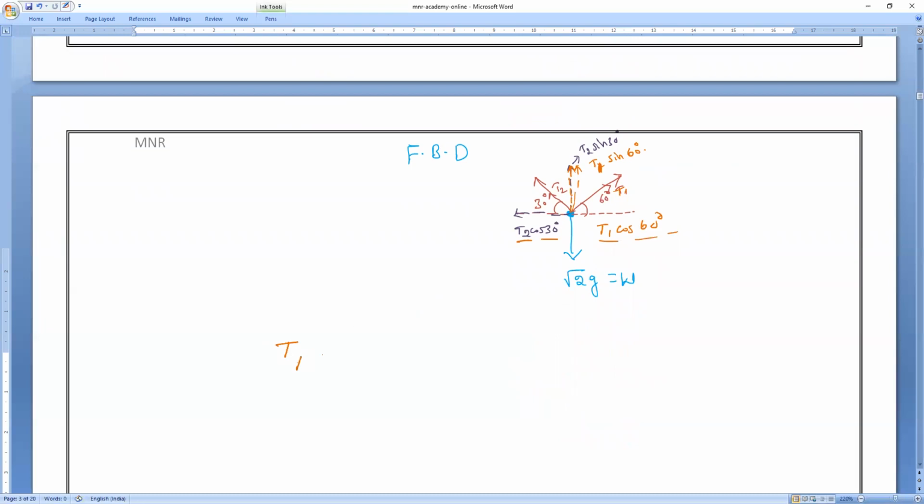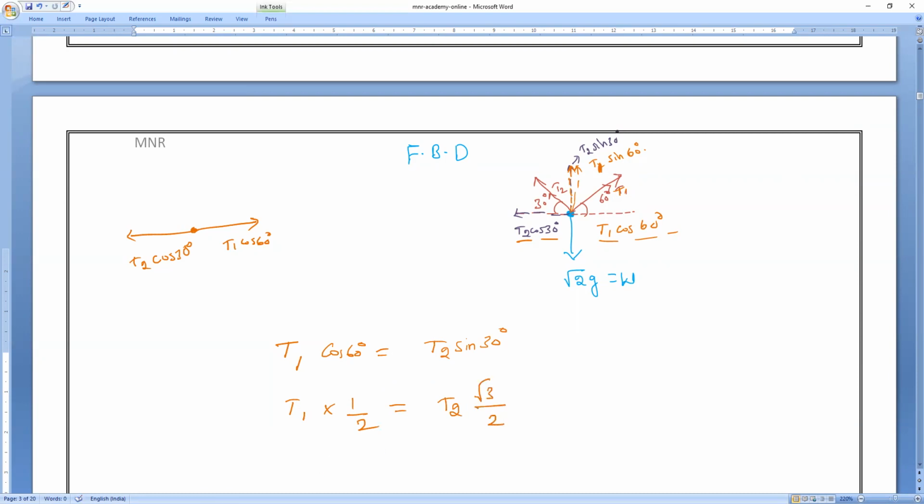So T1, I will draw only this point. So at that point, check the x-axis and y-axis: T1 cos 60 degrees, and on this side what is there? T2 cos 30. So T1 cos 60 degrees is equal to T2 cos 30. So what is the cos 60 value? Cos 60 value, how much? 1 by 2. Cos 30 value, root 3 by 2.